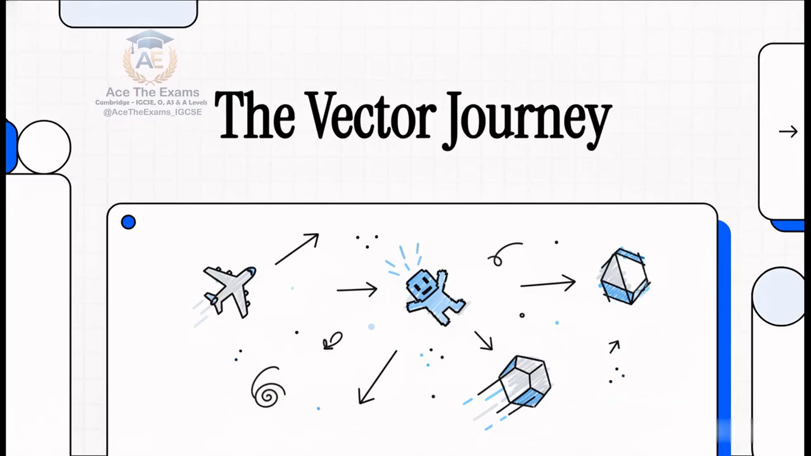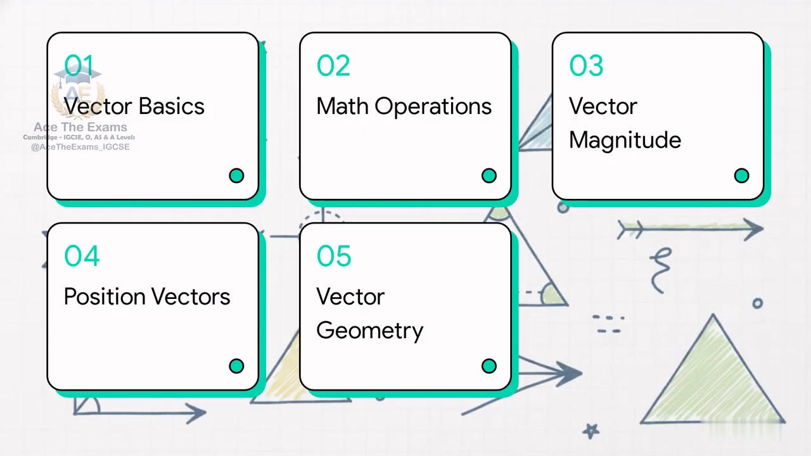Whether you're mapping a flight path, programming how a character jumps in a video game, or just trying to understand how shapes move through space, vectors are the invisible arrows making the whole shebang happen. Let's get started. All right, let's dive into this. Here's our game plan. We'll start with vector basics, jump into math operations, calculate vector magnitude, map out position vectors, and finally, we'll master vector geometry.